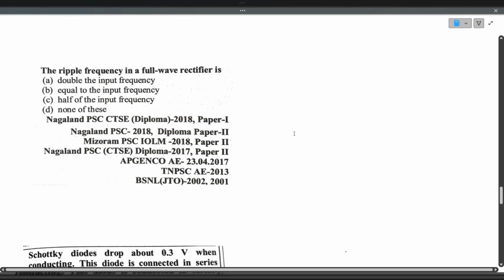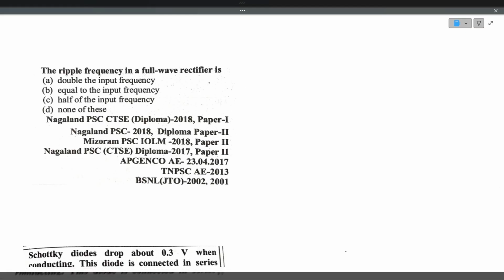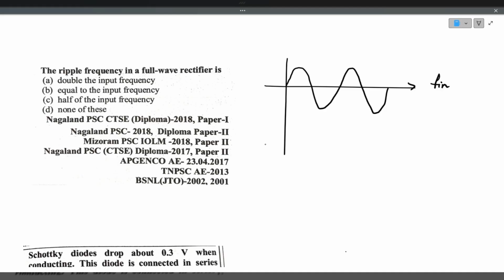Now, look at the next question. The ripple frequency of the full wave rectifier is. If you observe carefully the diagram, this is the input voltage for the full wave rectifier, a sinusoidal wave having the frequency Fi, whereas in the output voltage wave the positive half cycle remains positive, and the negative half cycle is also converted to positive half cycle. So the output frequency is 2 times the input frequency. It is double the input frequency for the full wave rectifier.